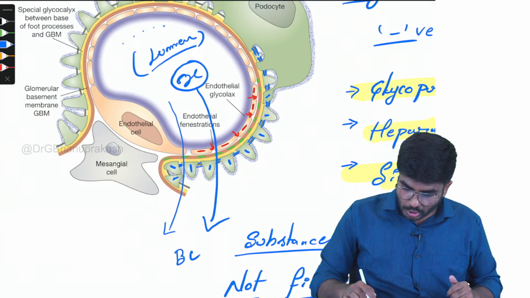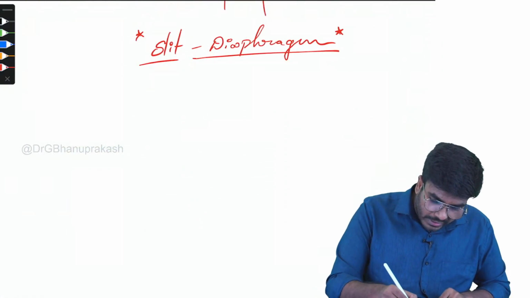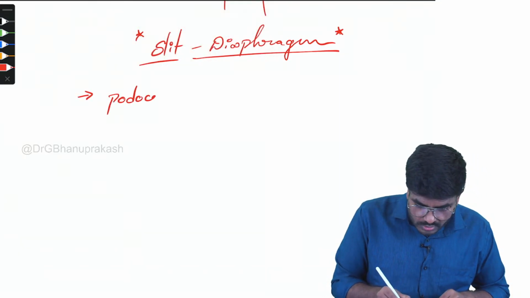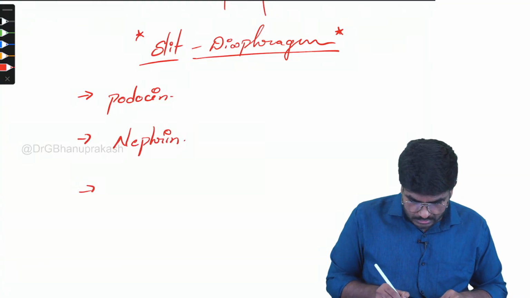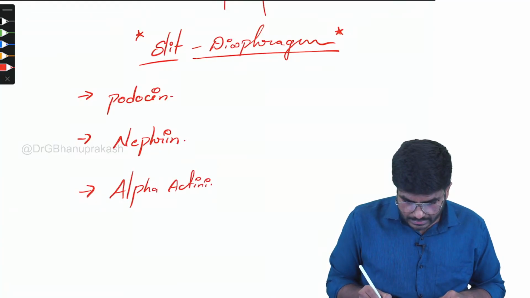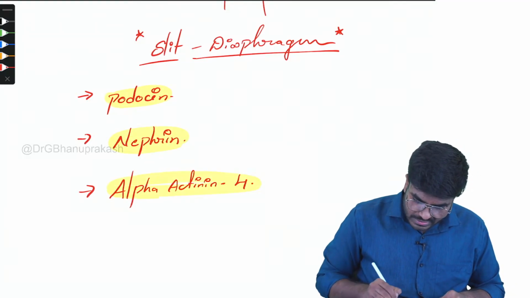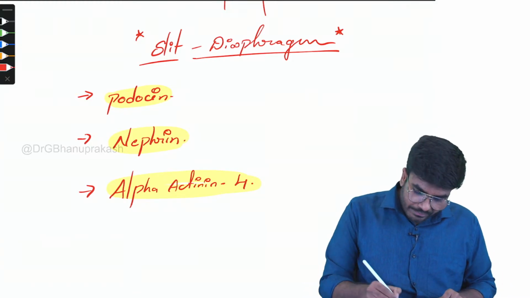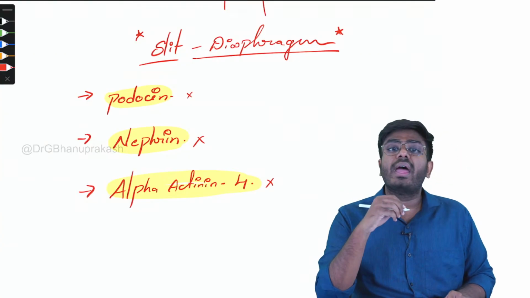Now, why we are discussing this is because the slit diaphragm is made up of three important proteins. The first protein is called podocin, the second protein is called nephrin, and the third protein is called alpha actinin 4. So these are the three important proteins which form the slit diaphragm. There are conditions where podocin is affected, conditions where nephrin is affected, and conditions where alpha actinin 4 is affected.